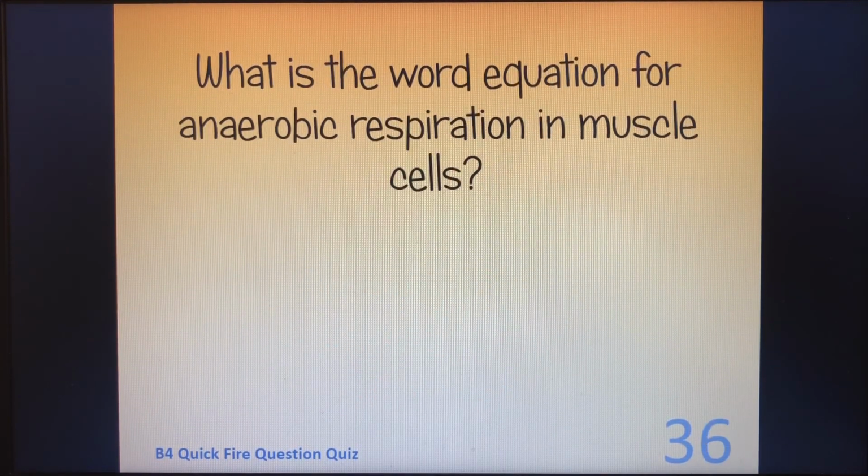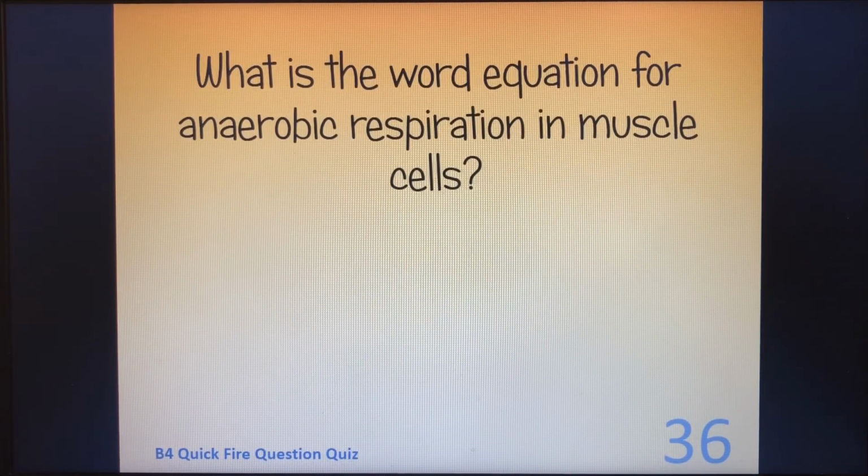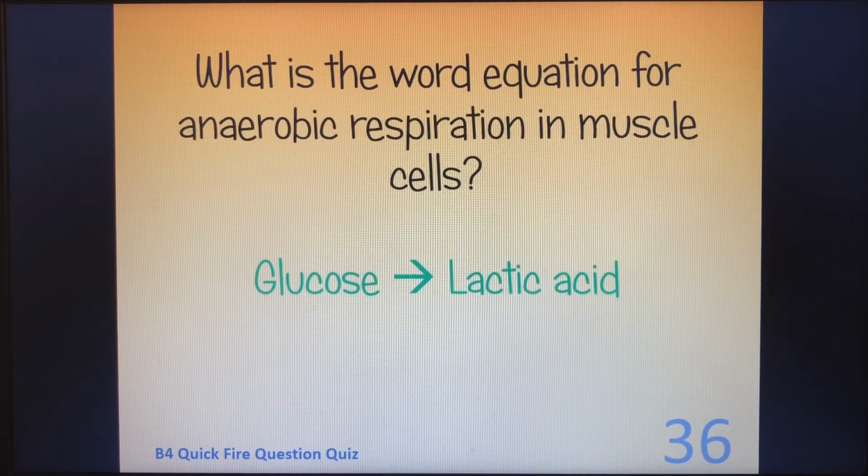Question 36. What is the word equation for anaerobic respiration in muscle cells? What is the word equation for anaerobic respiration in muscle cells? I'll give you a clue. There's 1 reactant and there's 1 product. And the answer is glucose makes lactic acid. So glucose makes lactic acid.